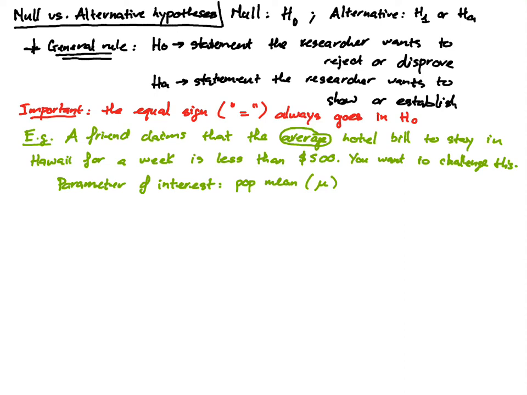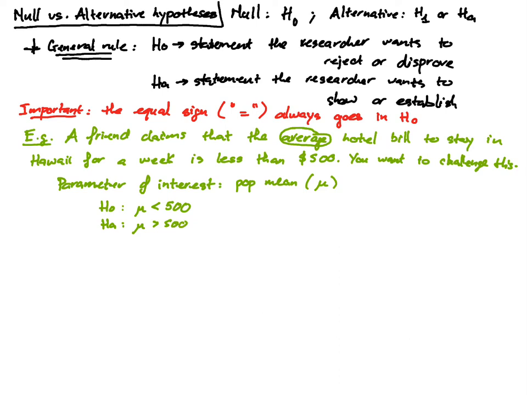And so the null hypothesis and the alternative hypothesis are as follows. The null is a statement that you want to reject, in this case the average being less than $500, and the alternative is the statement that you want to establish, and so you want to establish that the average is greater than $500.